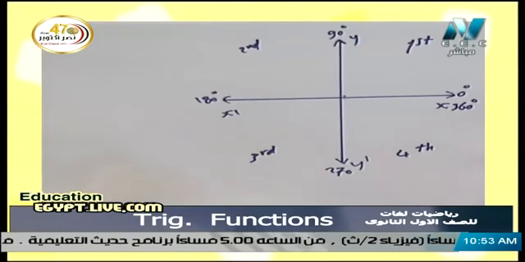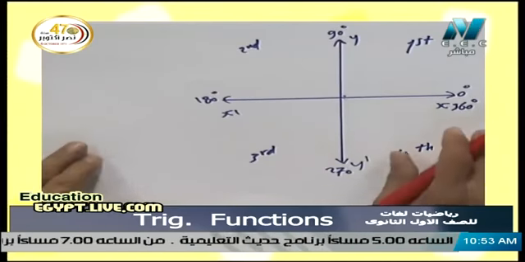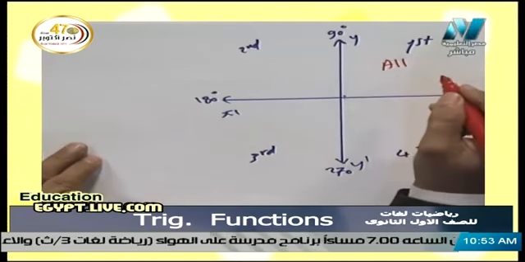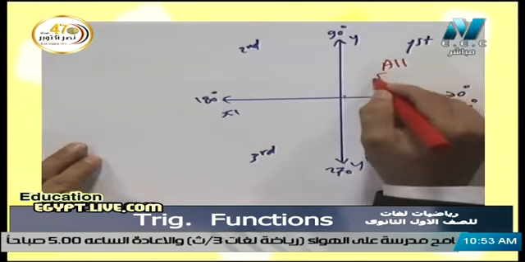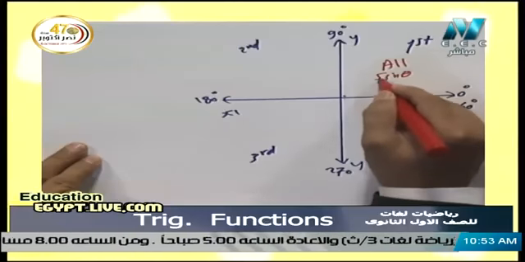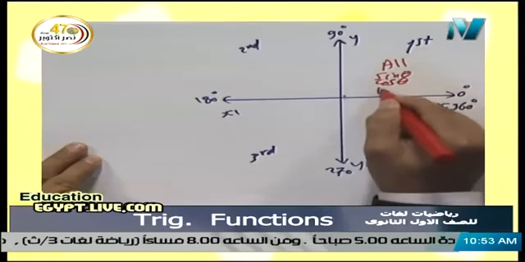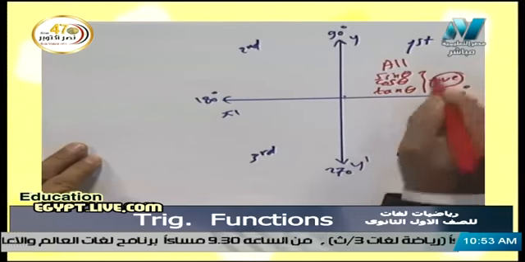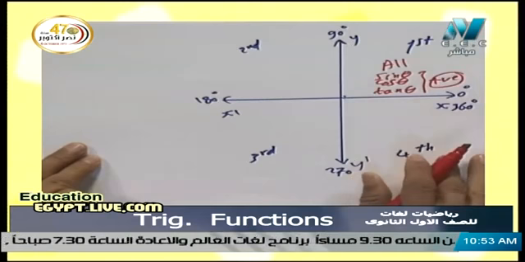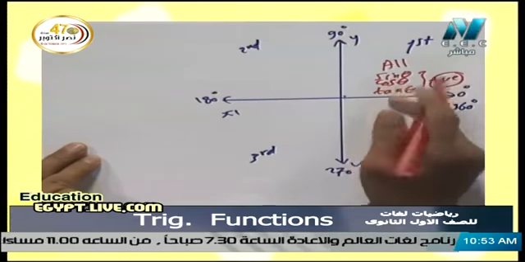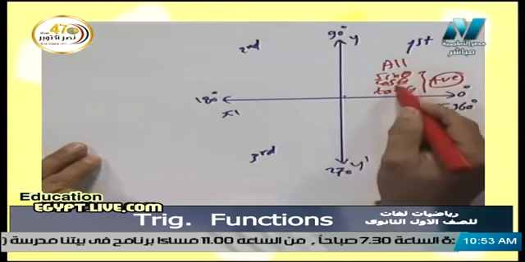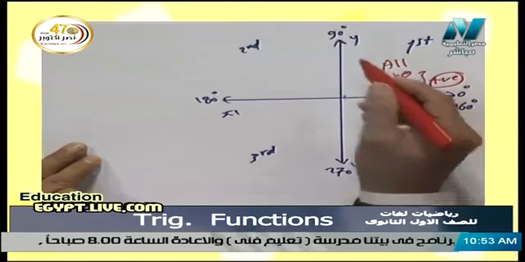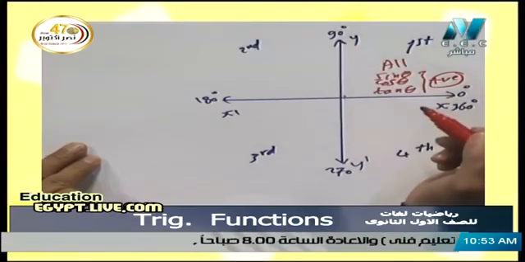From our studying now, we have all trig functions here: sine theta, cosine theta, tan theta. All of them are positive. That means that sine 80, cosine 80, tan 80 are positive. Any number between 0 and 90 will be positive, of course.